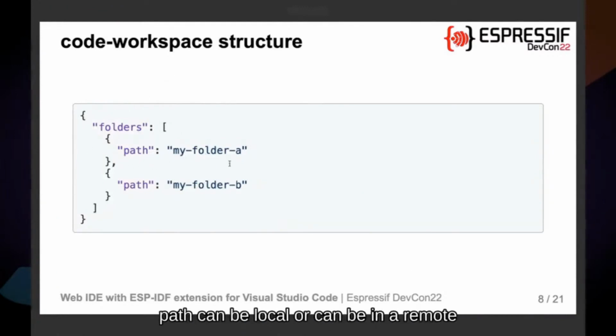This path can be local or can be in a remote location, since VS Code now supports Codespaces, or you can have something in another server in a remote location, etc. So this can be defined here as well.